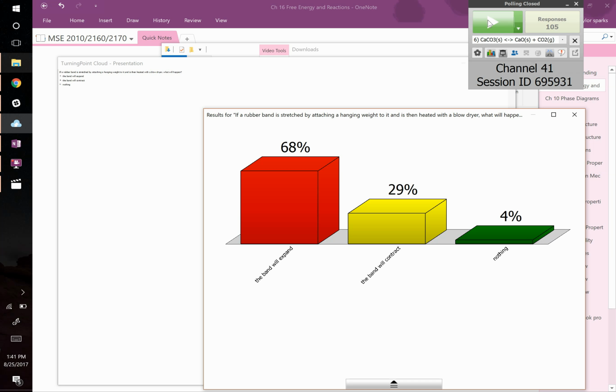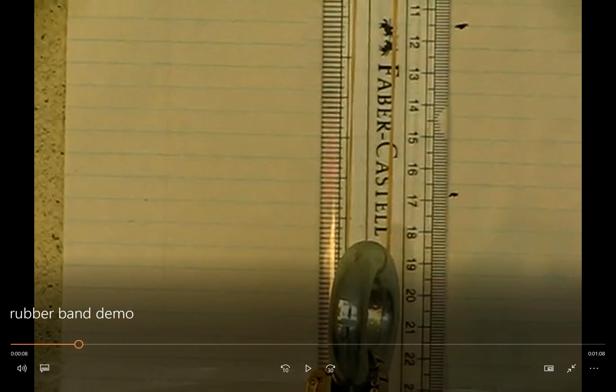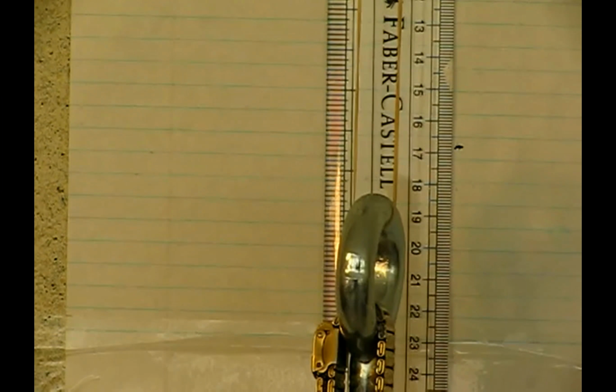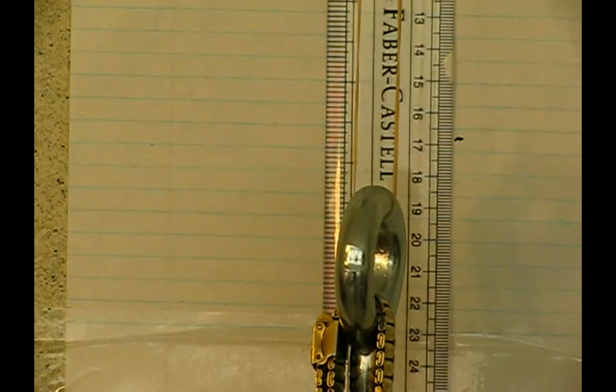Now the question is, is it going to expand or not? Let's take a look at the video. Thanks to the internet, I don't have to do this for you. We can just watch it. So he's got a rubber band hanging there by a weight. He's going to hit it with a blow dryer and watch the height of this thing relative to that ruler.